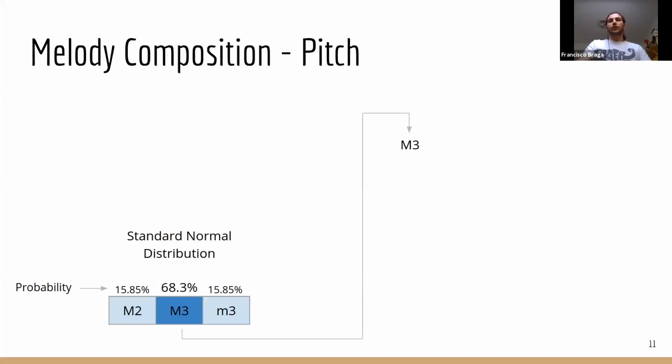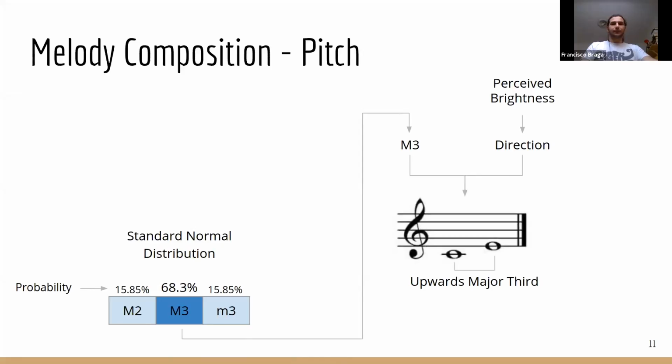And to obtain the direction, we went for a texture feature, the perceived brightness. The perceived brightness is from 0 to 1, and this will set the probability of the direction being downwards or upwards between 20 and 80%. And finally, we have our interval. One question that may arise is, what about the first note? We decided to use the middle C of the piano to be the first note, but since this note has no value, we discard it afterwards.